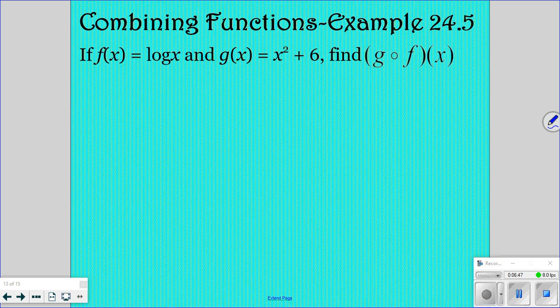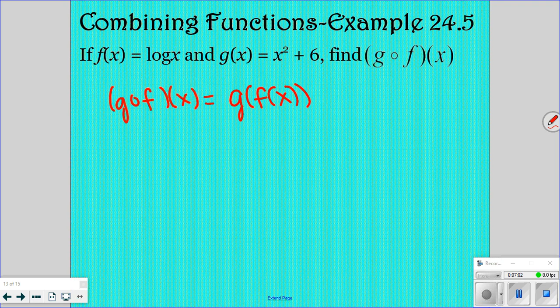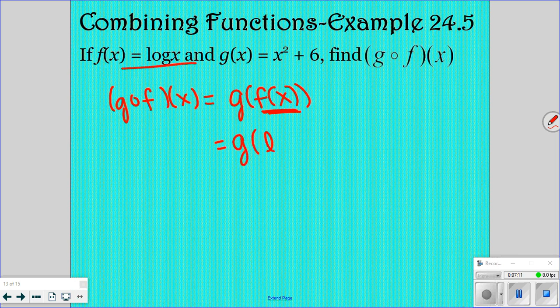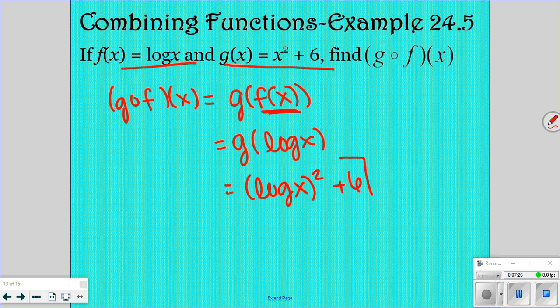So we want to compose g of f of x. What I like to do, instead of writing g of f of x, is to write it like this. We're going to take our f function, f of x is equal to log of x. So instead of g of f of x, we're going to do g of log of x. And then we're going to plug log of x into our g function. So instead of x squared, it's going to be log of x squared, and then plus 6. And that's how you compose functions.